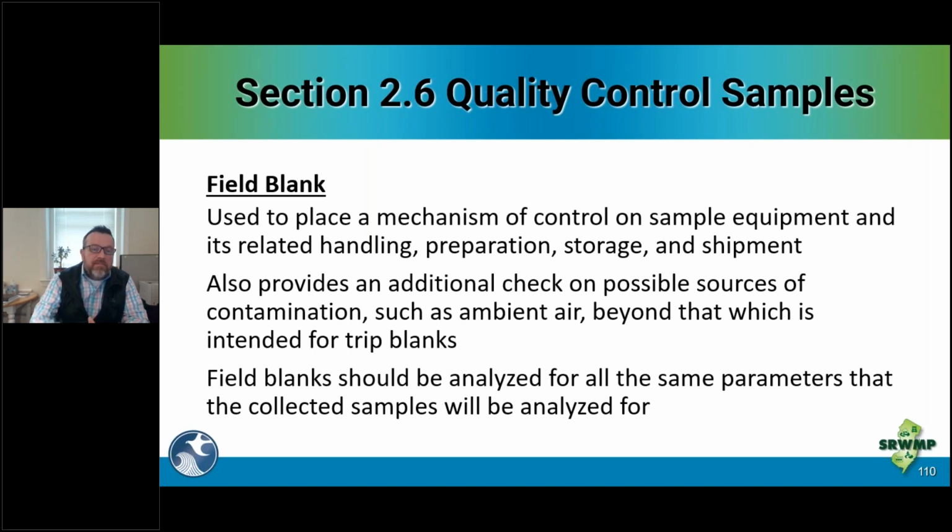The next sample I'm going to discuss is the field blank, and this is used to place a mechanism of control on sample equipment and its related handling, preparation, storage, and shipment. It allows for an additional check on possible sources of contamination, such as ambient air, beyond that which is provided by the trip blanks. Field blanks should be analyzed for all the same parameters that your collected samples will be analyzed for. It's also important to remember the field blanks are generally not required for potable well sampling events or when a sample is collected directly from a source into a sampling container.